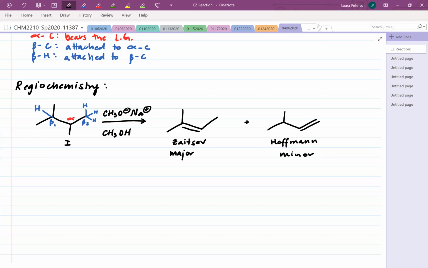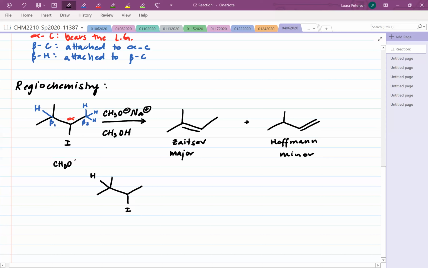Okay, and so maybe we should draw the mechanism to get to that product that we showed there as the major product. So there's the hydrogen that I'm going to remove. We had methoxide as our base. Okay, so here is the mechanism to get to the major product shown. Okay, so that gave us the major product.